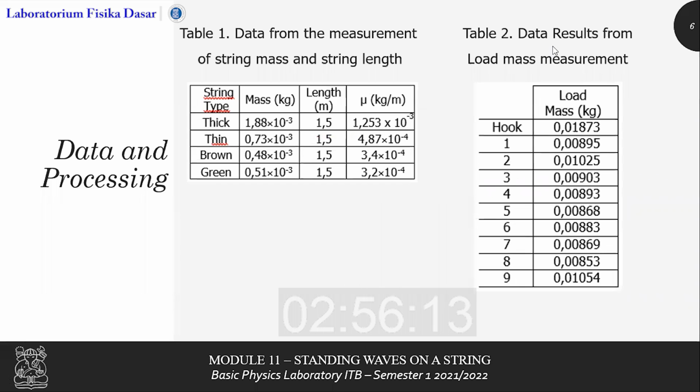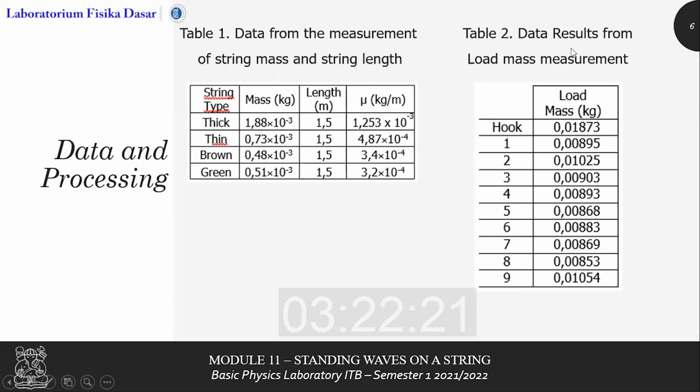And then we go on to the data and processing. From table 1, data from the measurement of string mass and string length. We use some strings: thick, thin, brown, and green. Each has its own mass. We measure both mass and length, and then we calculate the mass density by dividing mass by length.